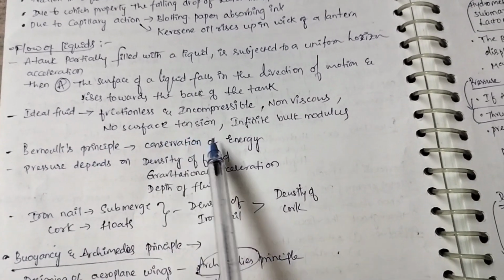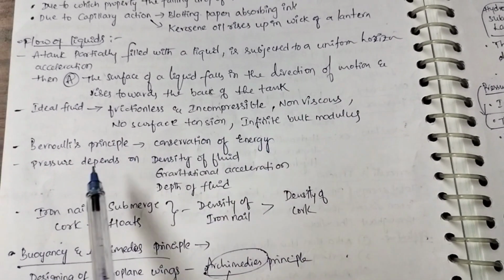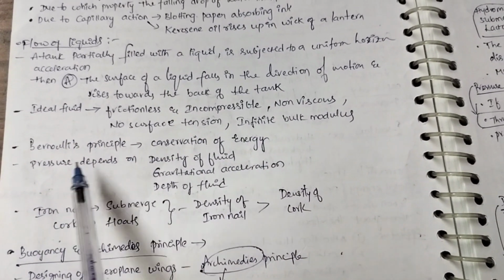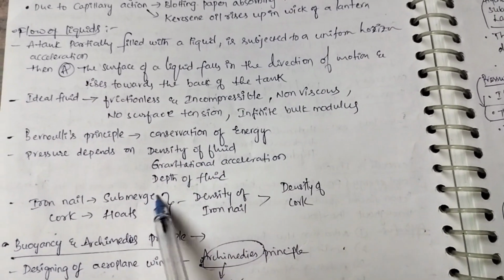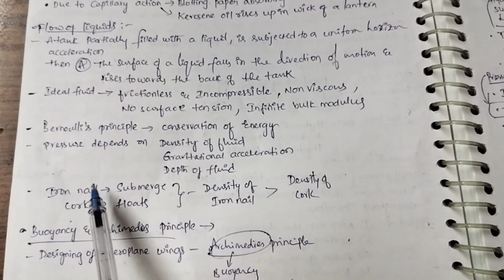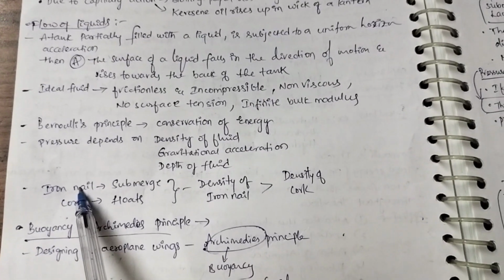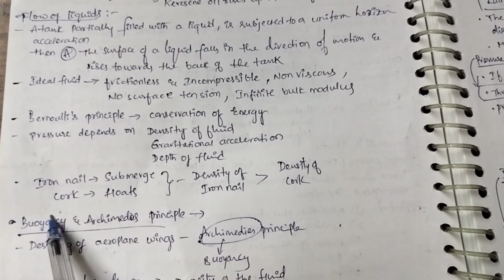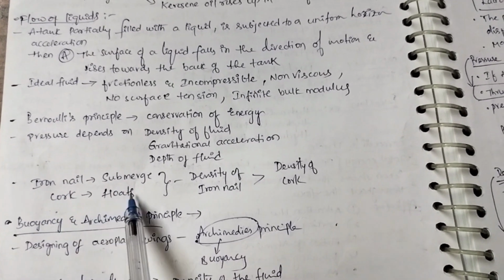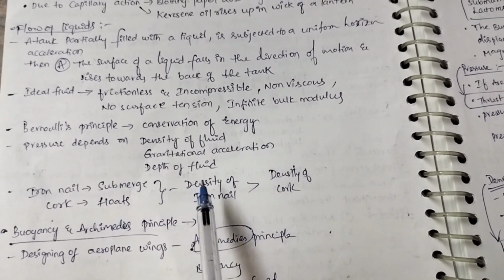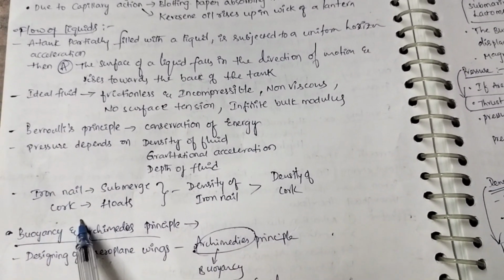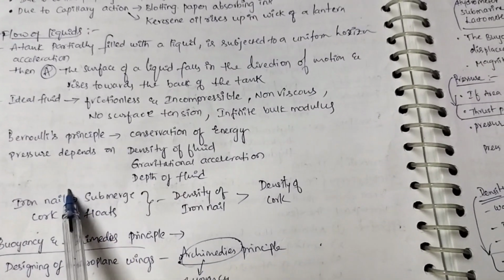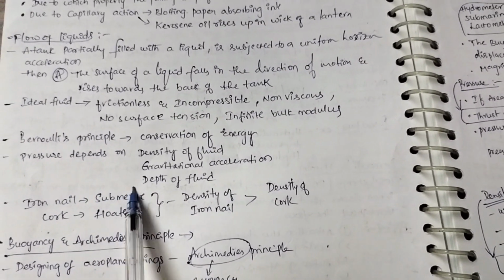Bernoulli principle is based on the conservation of energy. We already saw it. Pressure always depends on the density of the fluid, gravitational acceleration and depth of the fluid. If an iron nail is dropped into the water, it submerges, whereas a cork dropped into the water floats, which means the density of the iron nail is more than the density of the cork. So as the density is more, it is submerged in the water.